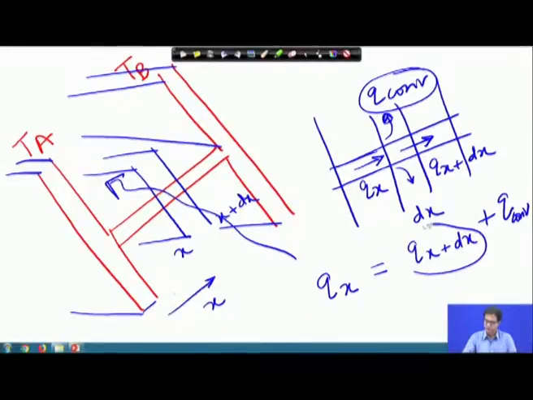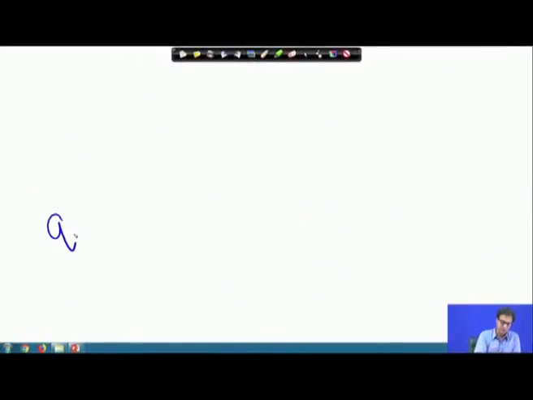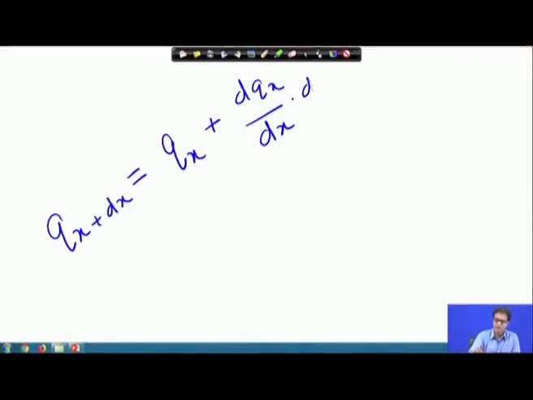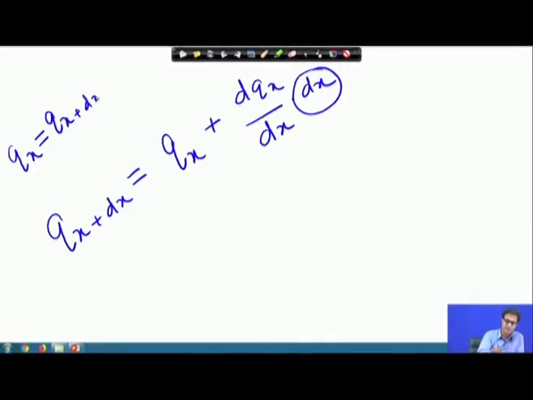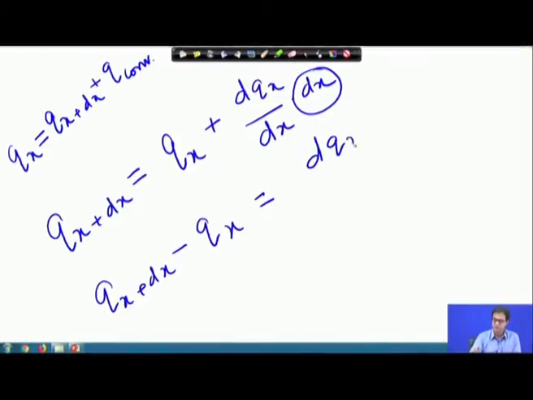Now, if we look at this q x plus dx, it can be written as q x plus dq x by dx into delta x. So, we have considered a small element delta x, and this is how it is getting distributed. We have already said q x is equal to q x plus dx plus q convective. Now, from here, q x plus dx minus q x is equal to dq x by dx into dx. This is what we are getting.